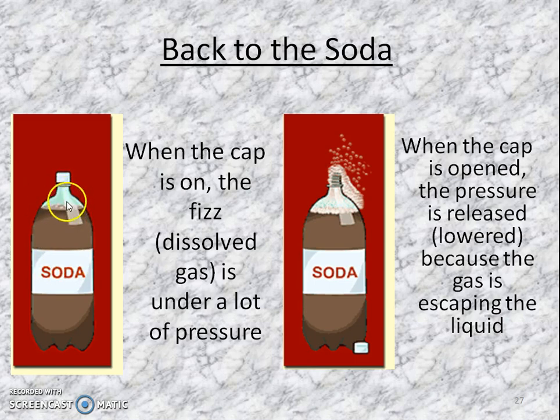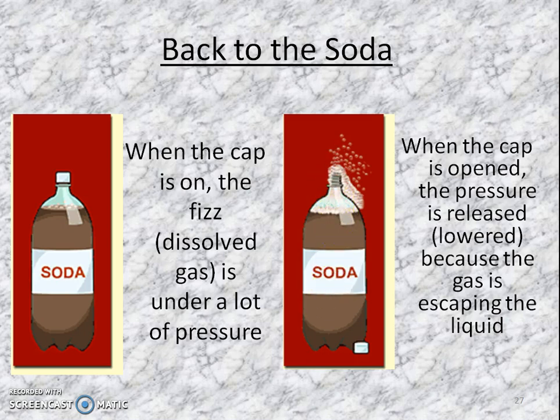And of course they still have to keep a little bit of space up there because of the vapor pressure. But when we open that cap, the pressure is released, right? We lowered the pressure because now this gas is escaping the liquid. And so as we lower the pressure, we have all of these gas particles saying, oh, let's get out of here. As these gas particles come out, so are the gas particles in the liquid going to also escape. So we've lowered the pressure, and now we have all of this gas escaping.